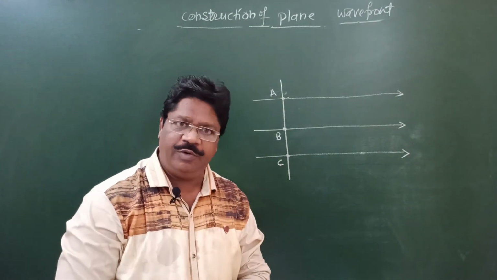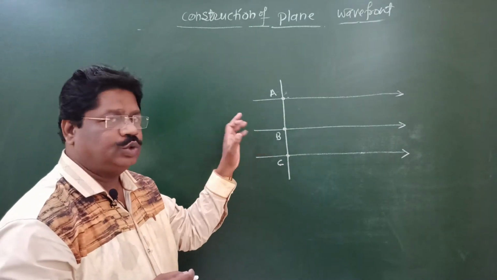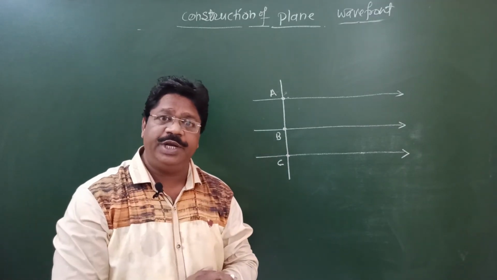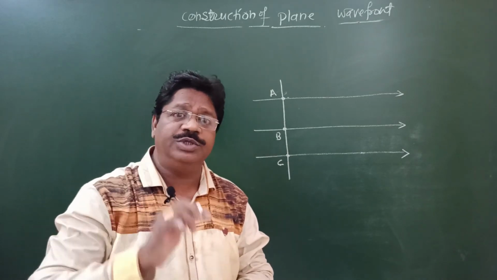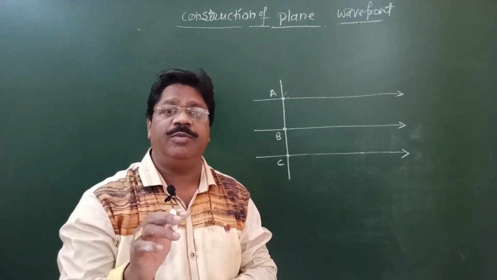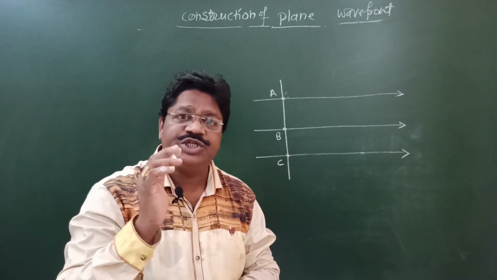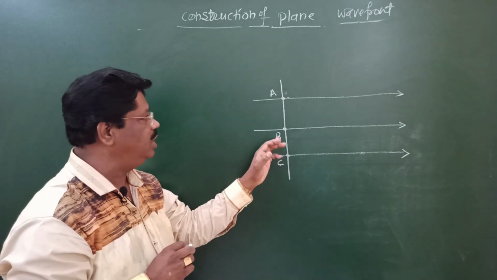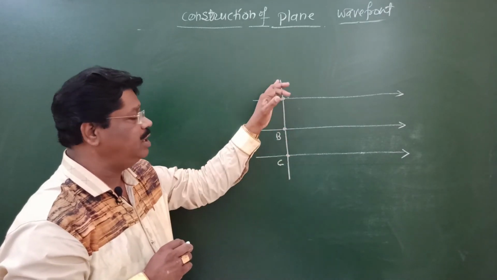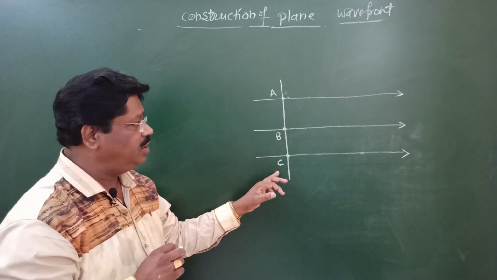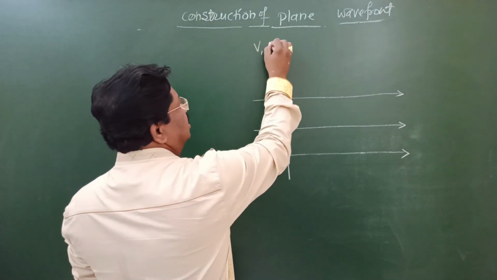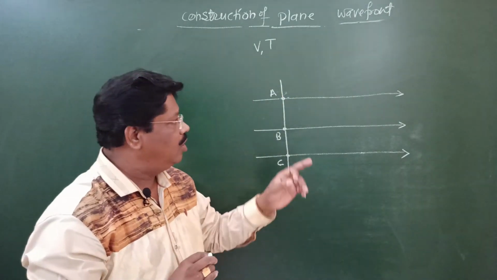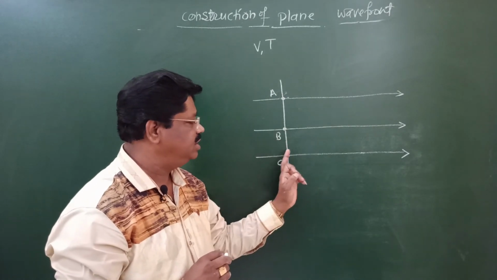To construct the plane wavefront, the source of light is at a large distance. Actually we get the spherical wavefront, but a small part of the spherical wavefront is nearly a plane, or along a straight line. Therefore, when the source is at a large distance, we get the wavefront A, B, C, which is the plane wavefront. Again, v is the velocity of light waves after time t, and all these waves are moving in these directions.